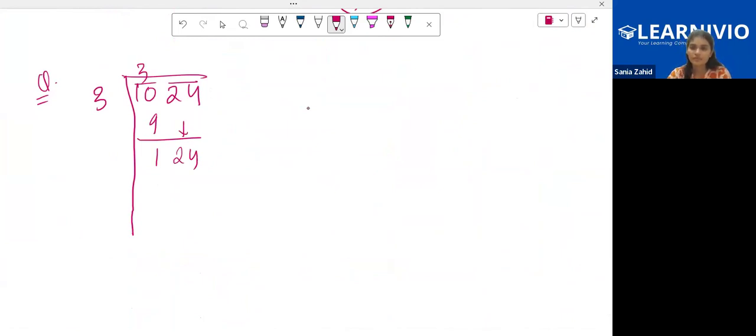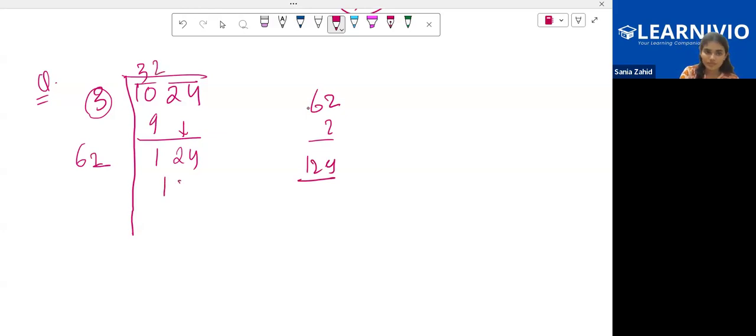And then, ma'am, we were supposed to add 3 plus 3, double 6. You double this number. You get 6. Write one number over here so that your unit place should be 4. So can I write 2? 62 into 2 will give me 124. Yes. So you get under root 1024 is 32.